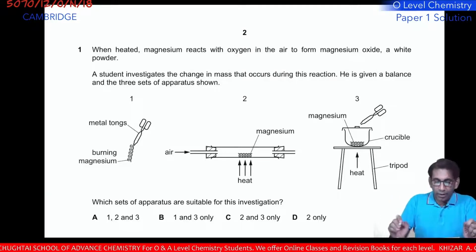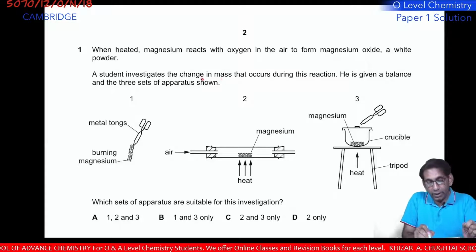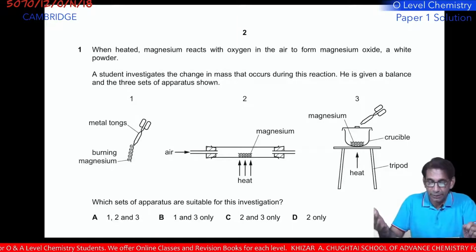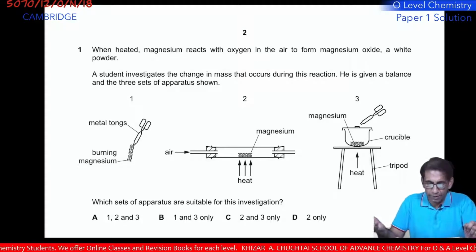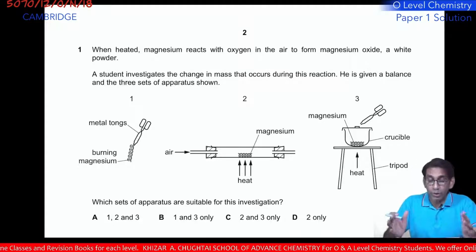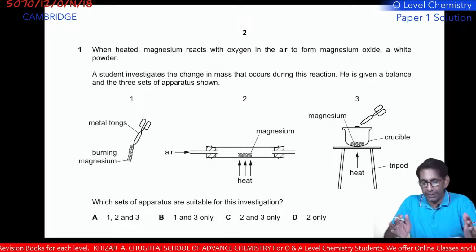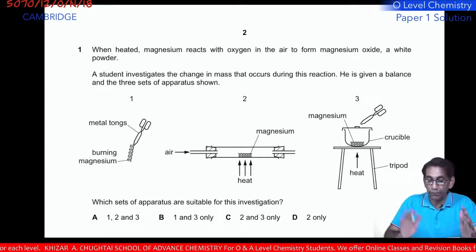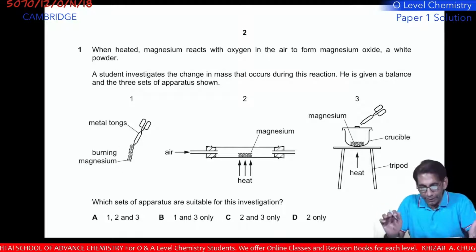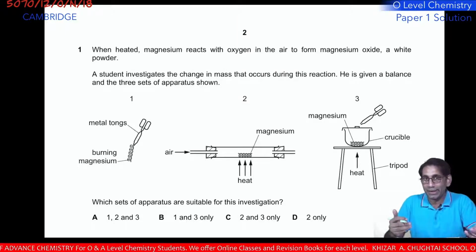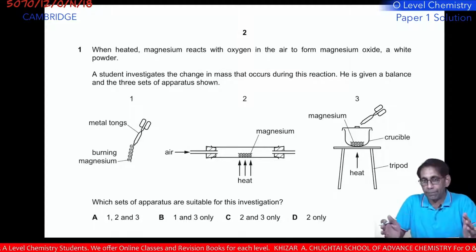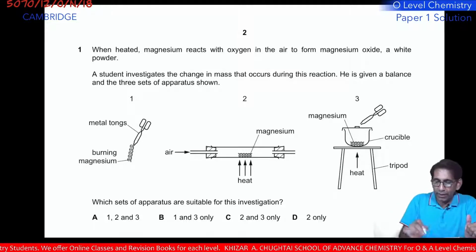Set number 1, let's see over here. As you know, we are going to check the change in mass. A student is supposed to investigate the change in mass with respect to the different other parameters. The basic concern is the change in the mass. Before and after the chemical reaction, we are supposed to find the mass. So this apparatus is inappropriate. The equipment in this apparatus is inappropriate to properly check the mass of the magnesium ribbon before and after. So one is inappropriate.